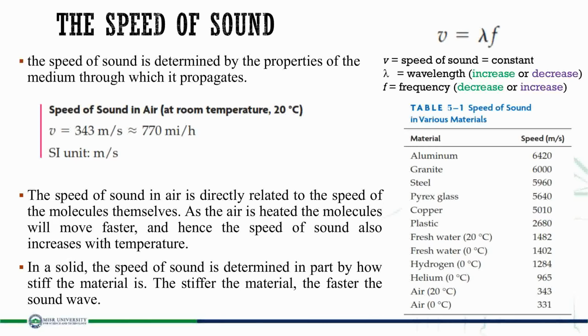Oh. So you cannot just make the wave go faster by shouting at a higher pitch? Exactly. You just make shorter waves. Now, look at the red box on the left. In standard air at 20 degrees Celsius, that speed limit is 343 meters per second. About 770 miles per hour.